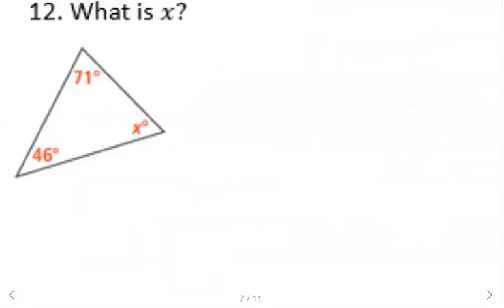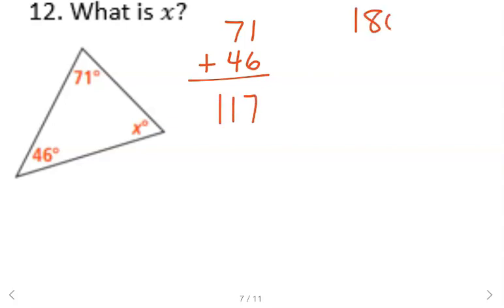Number 12, angles in a triangle add up to 180. So add the two that you know. Subtract that from 180 to find the missing angle.